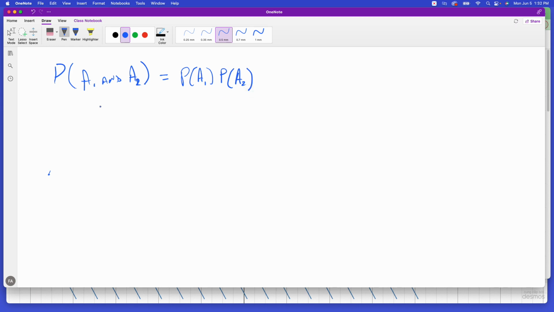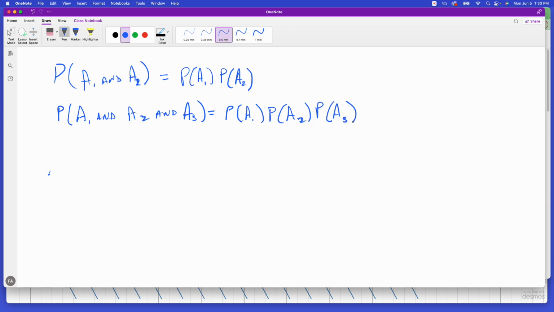So if we had multiple independent events, and that's the kicker here, it has to be multiple independent events, so A sub 1 and A sub 2 and A sub 3, well, guess what? That'd just be the probability of all three of those multiplied together. Again, assuming these are independent events. If they're not independent events, it does change what we need to do a little bit.